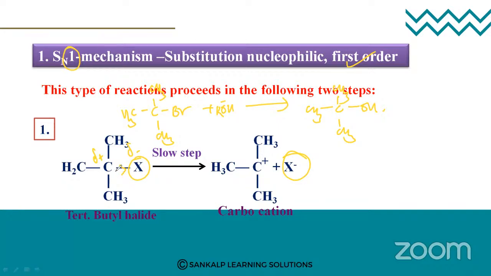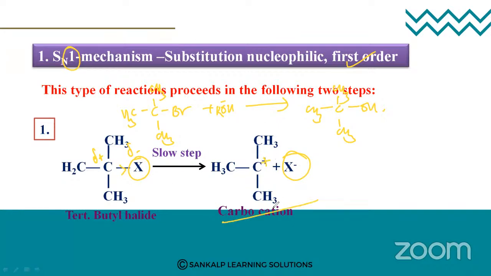In tertiary butyl halide, there is a presence of a halogen atom. The halogen atom will tend to pull the electrons towards itself. As a result, there will be a partial negative charge on the halide group and a partial positive charge on the carbon group. When the leaving group leaves, it will take the pair of electrons with it, and the carbon will have a positive charge.